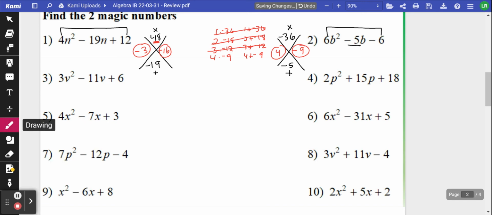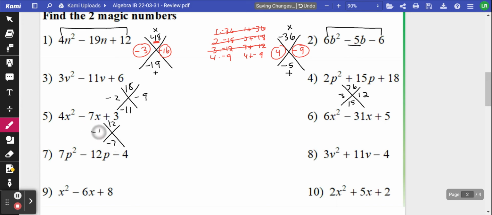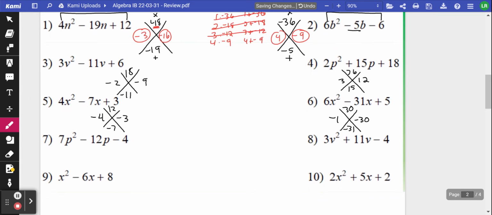Okay. For the rest of these, multiplies to be 18, adds to be negative 11, that'd be negative 2 and negative 9. Multiplies to be 36, adds to be 15, that's going to be 3 and 12. And number 5, multiplies to be 12, adds up to be negative 7, that's going to be negative 4 and negative 3. Multiplies to be 30, adds up to be negative 31, that's going to be negative 1 and negative 30. Got to remember to be able to do negative times a negative on that one.